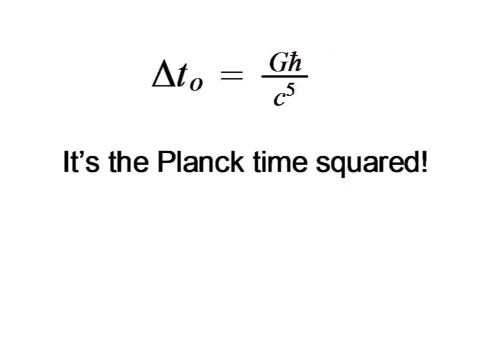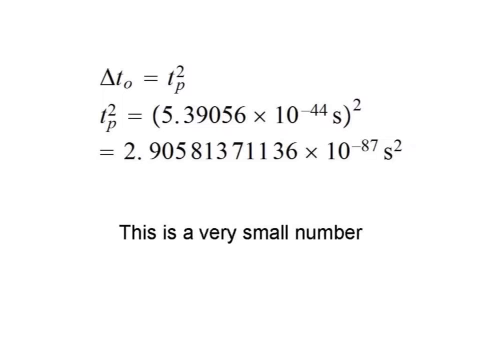Therefore, delta T sub O is equal to G times h bar over c to the 5th. And G times h bar divided by c to the 5th is the Planck time squared. It's a very significant result. So delta T sub O is equal to the Planck time squared. Numerically, we find that the Planck time squared is approximately 2.9 times 10 to the minus 87th seconds squared. And this is a very small number.